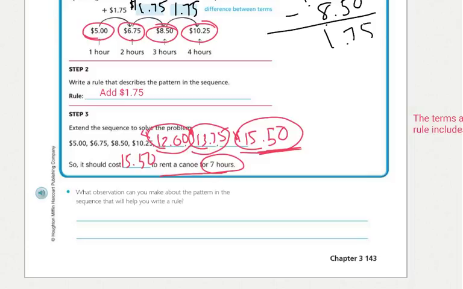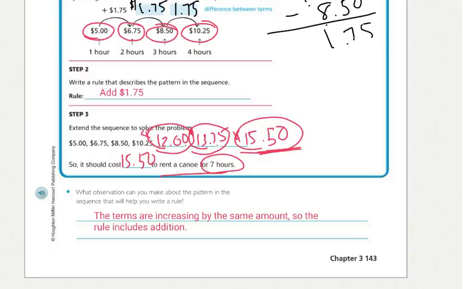So it says, what observation can you make about the pattern in the sequence that will help you to write the rule? The observation that I can make is that the terms are increasing by the same amount, so the rule includes addition if it's increasing and it's increasing by the same amount.